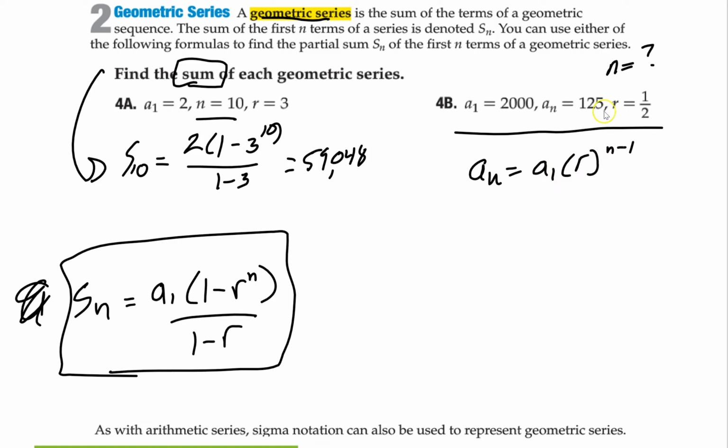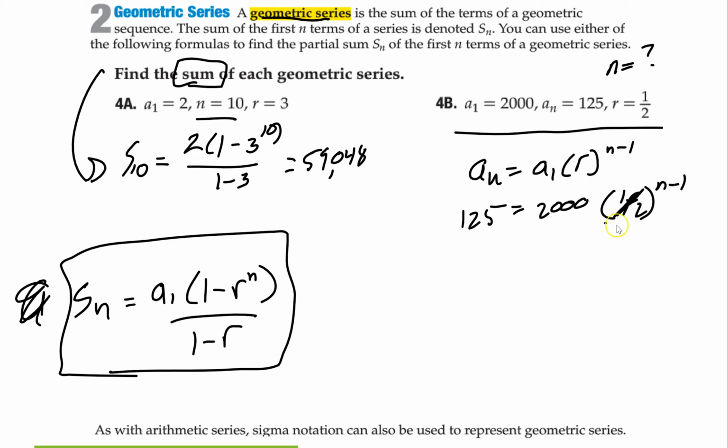Plug everything in. So I know this is 125. This is 2000. This is r, which is 1 over 2, sorry, 1/2 to the n minus 1. Now we've got to solve a problem with an n in it, an exponential with the variable in it. That's logs. That's a log problem.